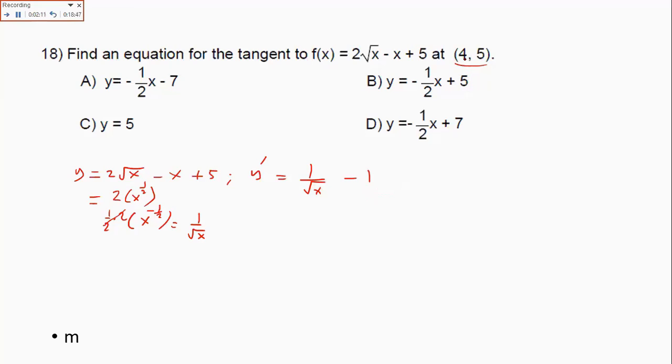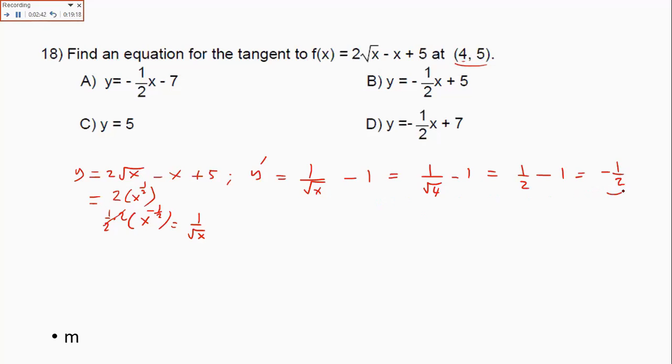That means we want to plug in what? X equal to what? 4, right? So it's equal to 1 over square root of 4 minus 1, which is equal to 1 over 2 minus 1, which is equal to negative half, right? Everybody is comfortable?